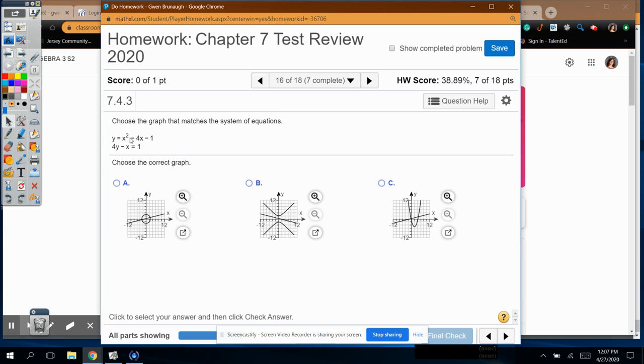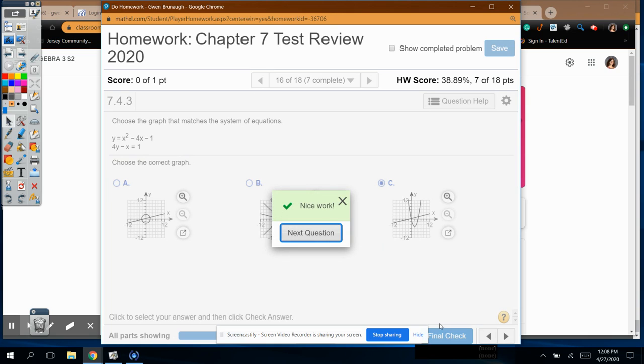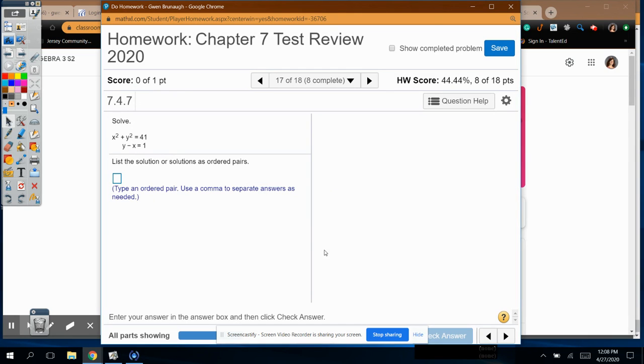Okay, this is a parabola in the x direction, and this is a line. Parabola and line will give me C. Now we're just going to solve these two problems.